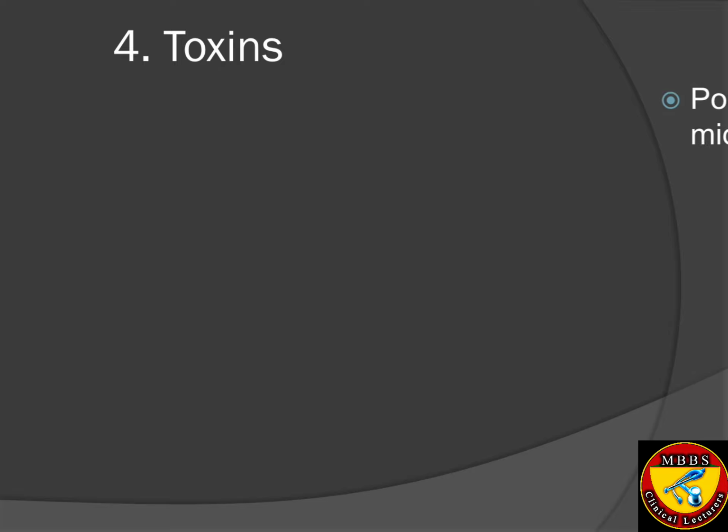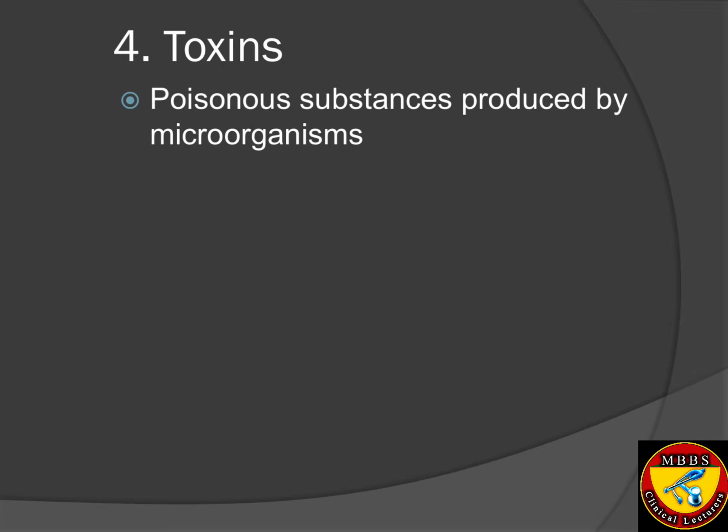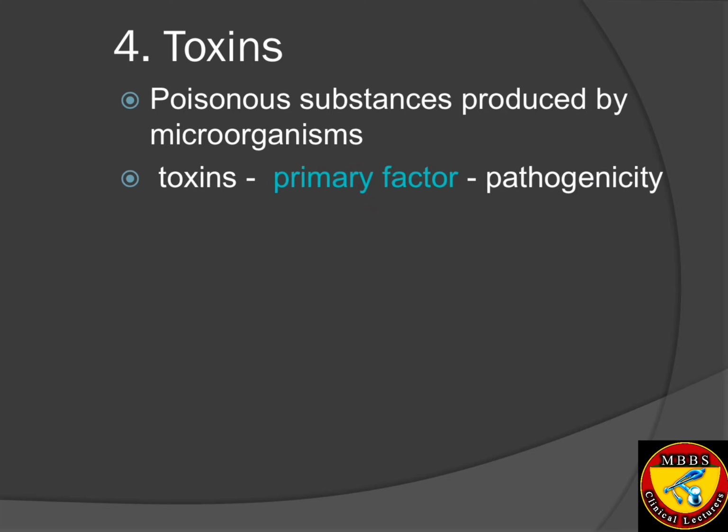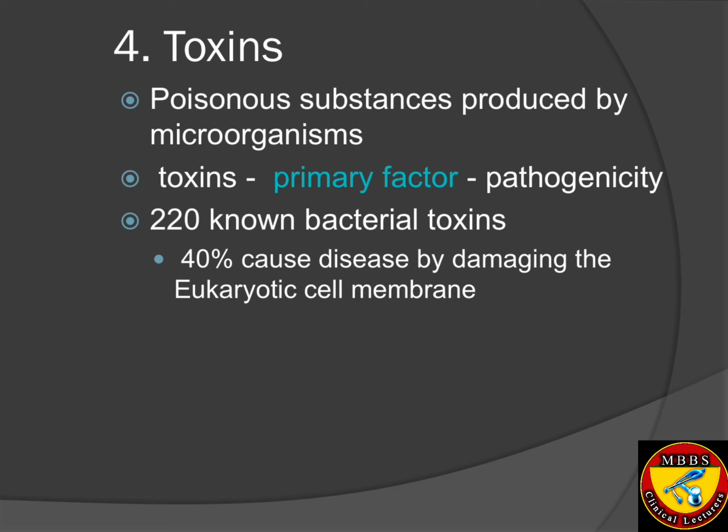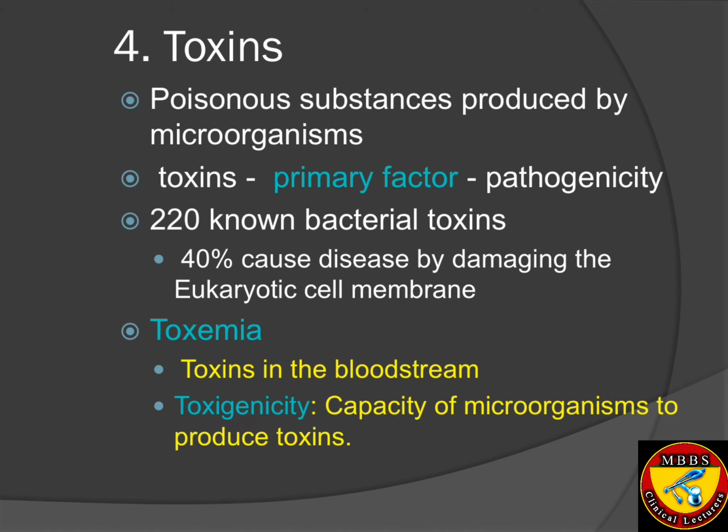So, toxins. What are toxins? These are poisonous substances produced by microorganisms, and toxins are one of the primary factors in causing disease by a microorganism. There are 220 known bacterial toxins of different types, and 40% cause disease by damaging the eukaryotic cell membrane, that is, the human cells. When these toxins are in the blood, it's called toxemia. And toxigenicity is the capacity of the microorganism to produce toxins.